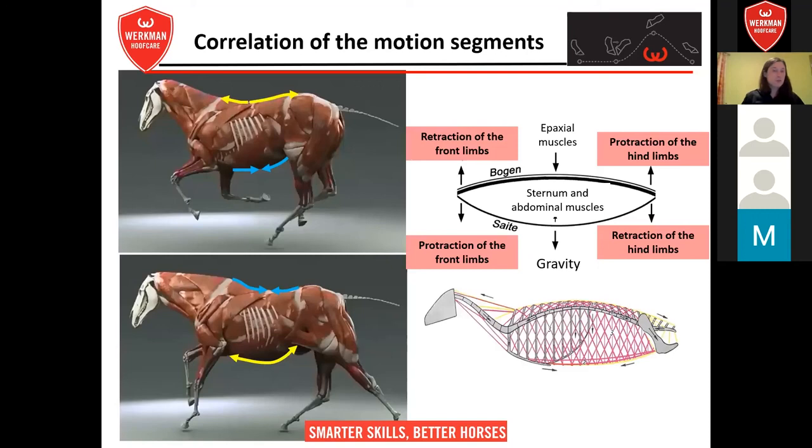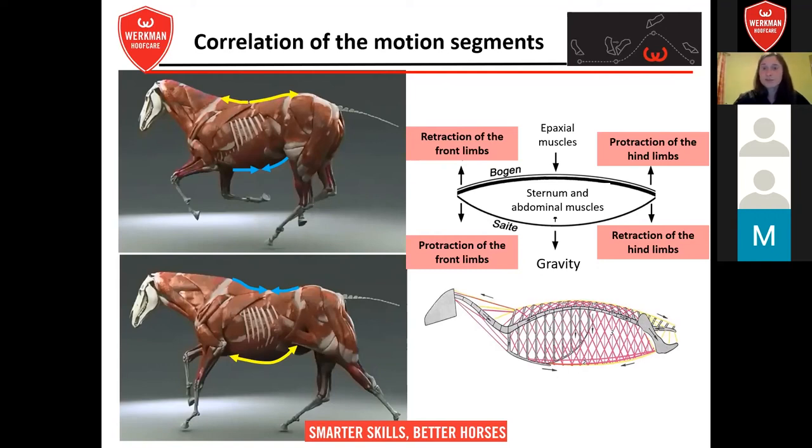And to make it even more complicated, it's not just the muscles around the shoulder and the pelvis. It's also important to know that the muscles of the back and the abdominal muscles are responsible to move the limbs in swing phase. So the limbs in swing phase can't move properly if you don't have enough flexion and extension in the back. So if you would like to move the hinds underneath the body, or you would like to extend the fronts, it's always related to a proper movement in the back.